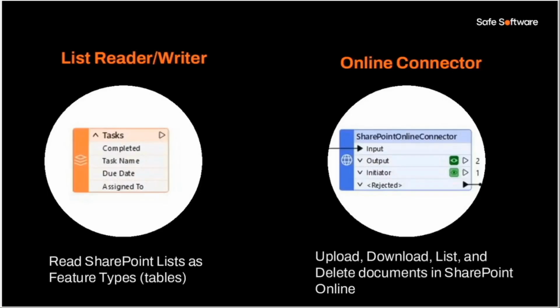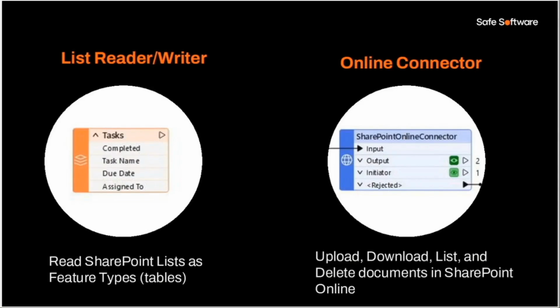So getting into some of the SharePoint integration, there's 2 primary ways to integrate with SharePoint. There's the SharePoint list reader and writer that lets you read SharePoint lists as feature types or tables for reading and writing tabular data. And then there's the SharePoint Online connector, and that lets you upload, download, list, and delete documents in SharePoint Online. And of course, once you've downloaded a document from SharePoint Online, you can use a feature reader to read that document data in.